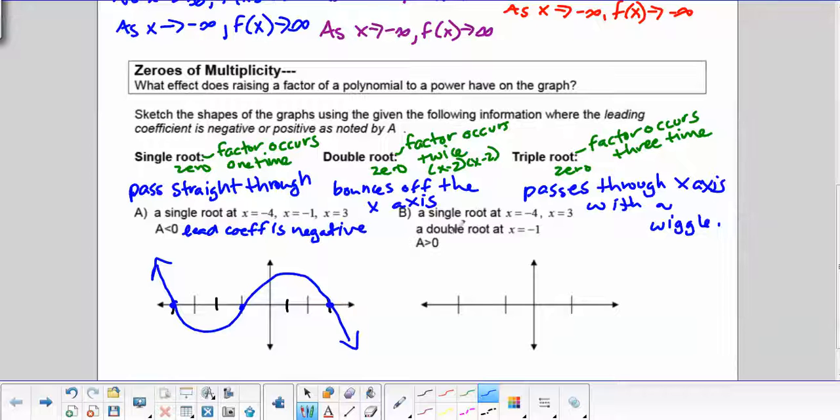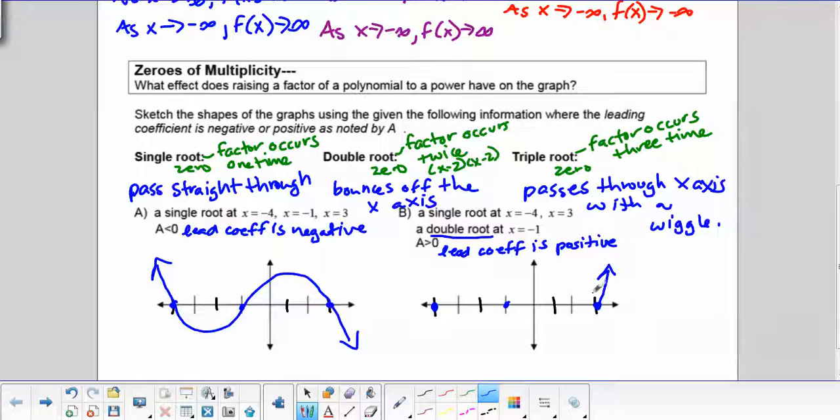Okay, so this one has a single root at -4. Again, I'm missing some lines here. And I'm going to need a 3 again. Okay, so it passes through at x equals -4 and x equals 3. And because of the double root, it's going to bounce at -1. Now a is greater than 0. That means my lead coefficient is positive.